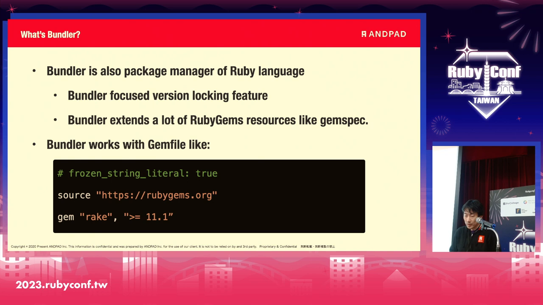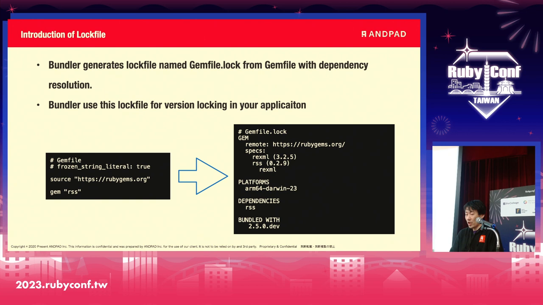Bundler will generate a lock file named Gemfile.lock by default, like this. The lock file has all of the dependencies declared by the Gemfile. In this example, we specify the RSS gem, so this lock file contains RSS and its dependency named rexml, like this. And the lock file also has a platform, like the CPU and OS architecture, and its versions.